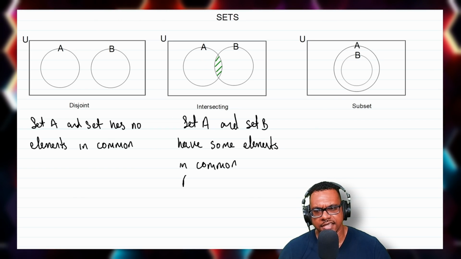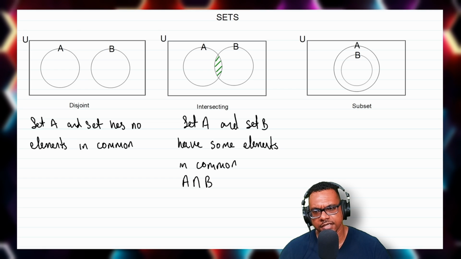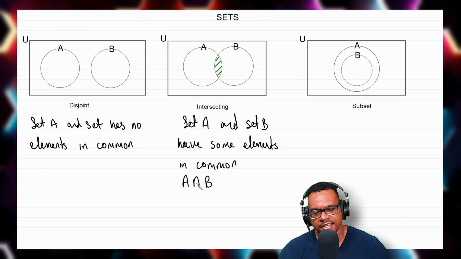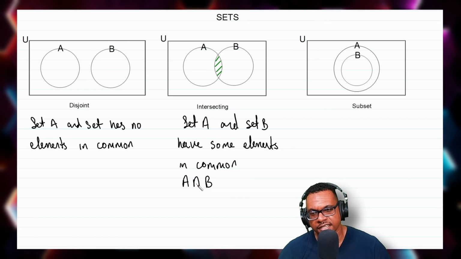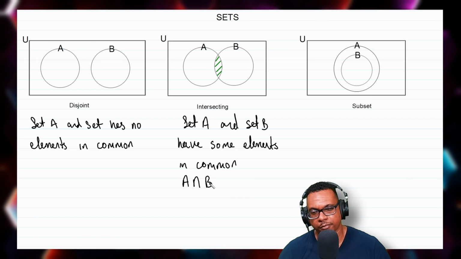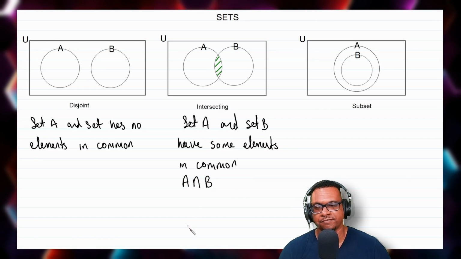And we could write A intersect B. So that's what the symbol means. Intersect is not an N, so don't confuse it with an N. And this would mean A has some elements in common with B. So this is the intersection.